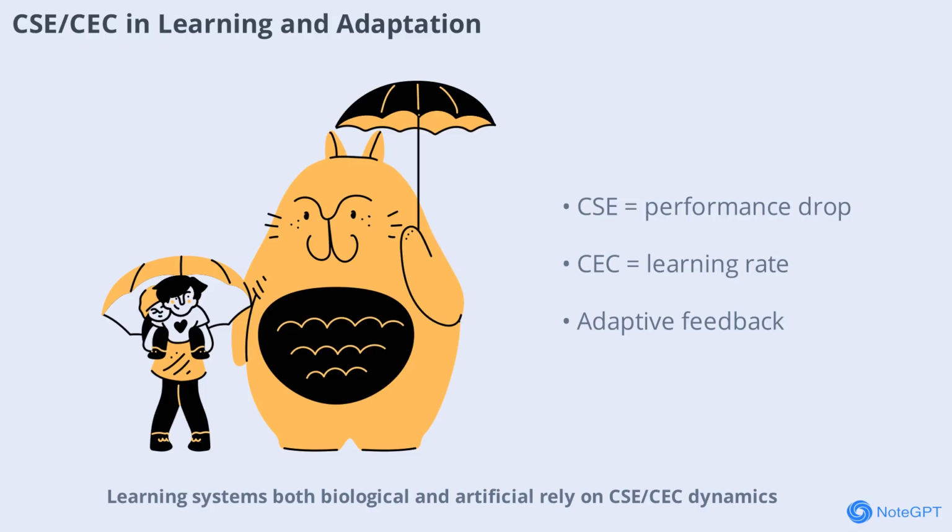Learning systems, both biological and artificial, rely on CSE-CEC dynamics. When performance drops, CSE is high, and learning rates or plasticity, CEC, increase to adapt. As performance stabilizes, CSE falls and CEC relaxes, consolidating learning. This adaptive feedback loop is at the heart of robust, efficient learning in brains and machines.